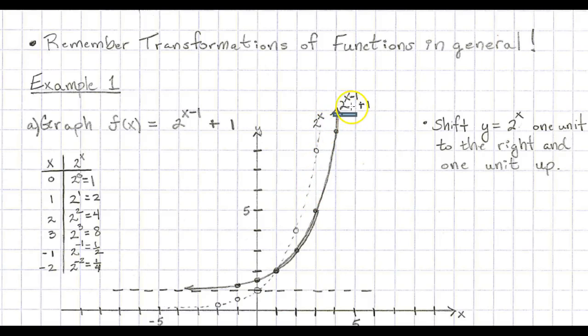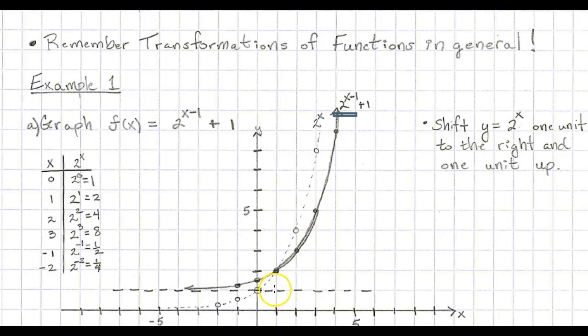So then to get 2 to the x minus 1, plus 1, I shift 2 to the x 1 unit to the right. This is like an f of x minus 1. Plus a constant means shift it up or down the y-axis, so plus 1, shift 1 unit up. So I take every point, shift it 1 unit to the right, 1 unit up. Take this point, 1 unit to the right, 1 unit up.